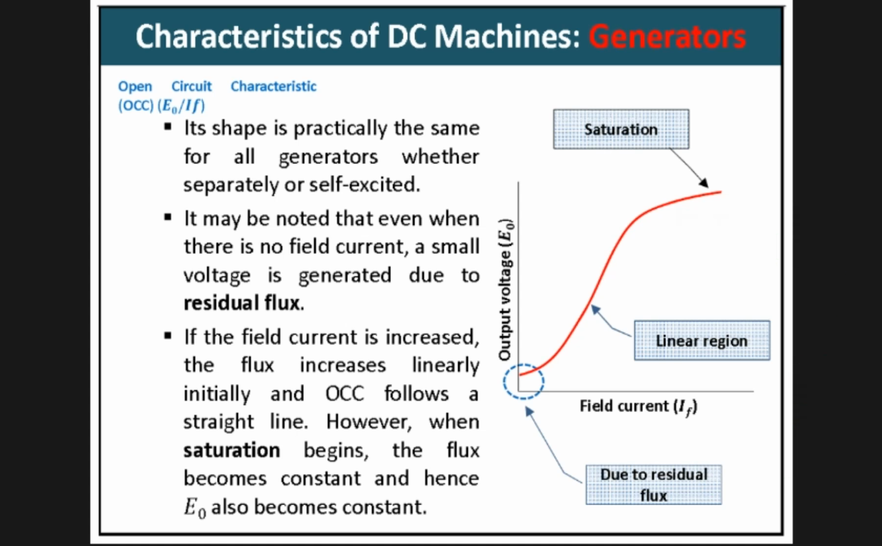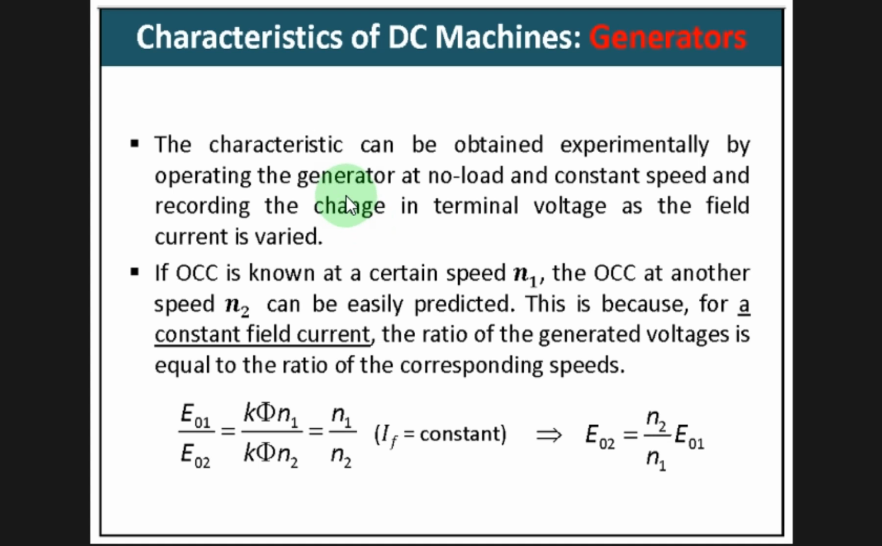This characteristic can be obtained experimentally by operating the generator at no load and constant speed, and recording the change in terminal voltage as the field current is varied. By varying the field current, you can measure the output voltage and draw this type of curve. This open circuit characteristic curve is known at a certain speed n1.